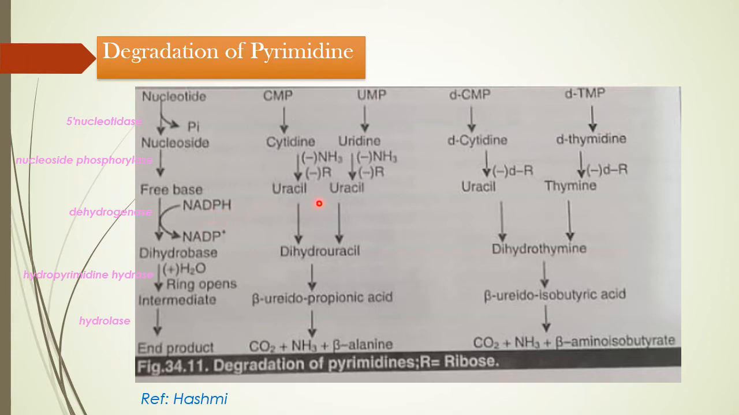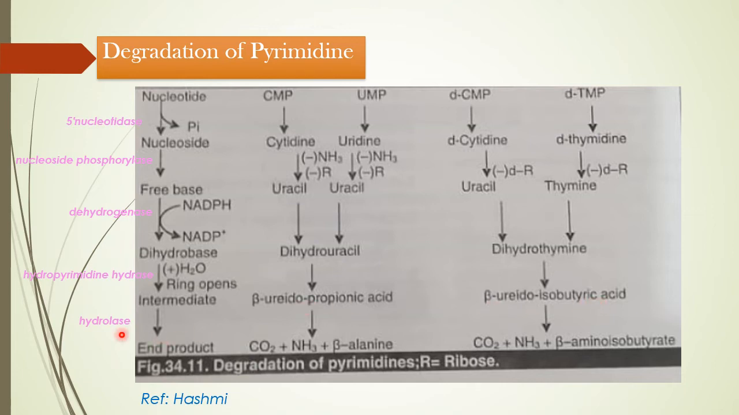So after reduction, uracil is converted into dihydrouracil. This uracil is also converted into dihydrouracil. This arrow here is mistakenly placed, and thymine is converted into dihydrothymine. Now in the fourth reaction, there is opening of the ring, and this is done with the help of dihydropyrimidinase. So in this reaction, dihydrouracil is converted into beta-ureidopropanoic acid and dihydrothymine is converted into beta-ureidoisobutyric acid.